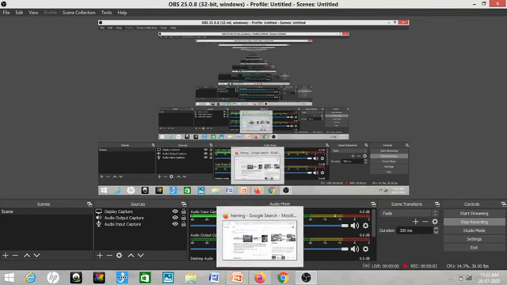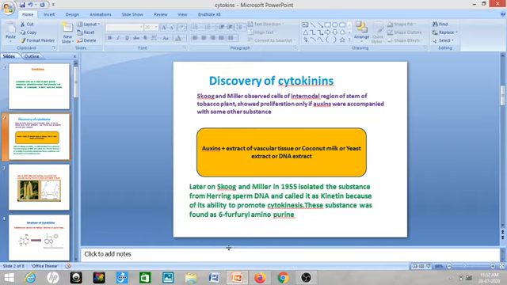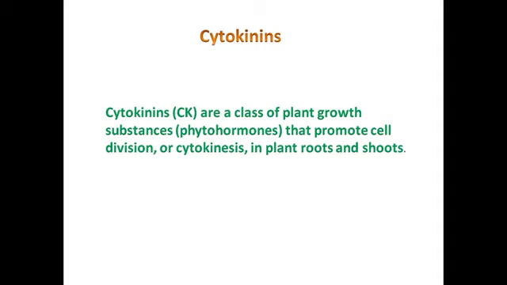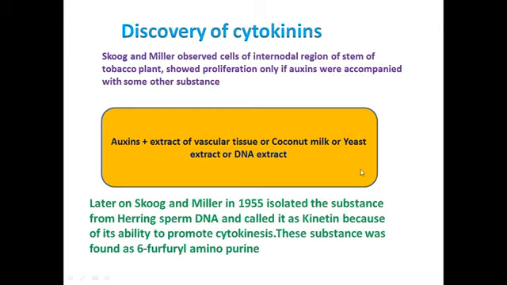Today we are going to study the next class of the plant growth regulators or phytohormones, that is cytokinins. The word cytokinins is derived from cytokinesis. Cyto means cytoplasm and kinesis means divisions. Here, cytoplasmic divisions. These are the phytohormones that promote cell division in plant roots and shoots. So, coming to the discovery of the cytokinins.